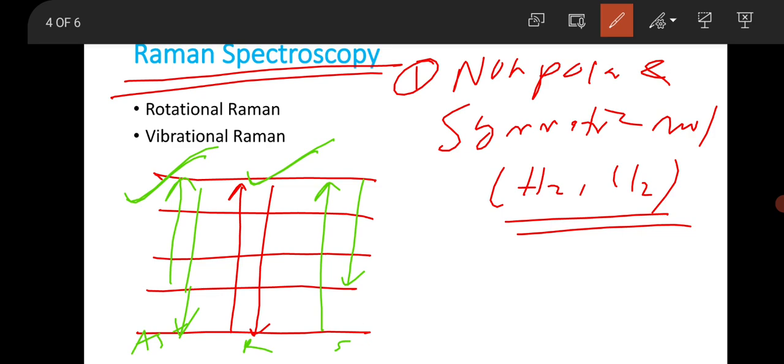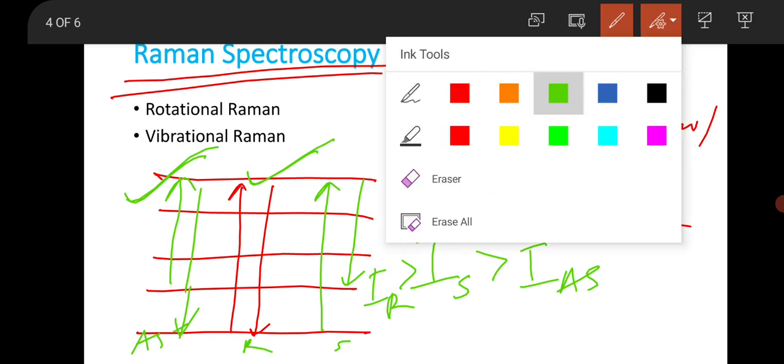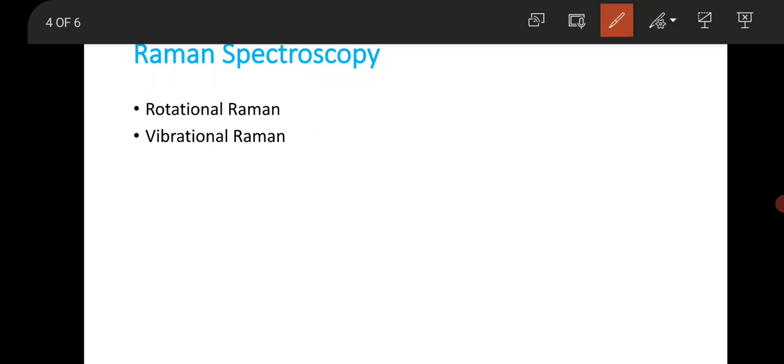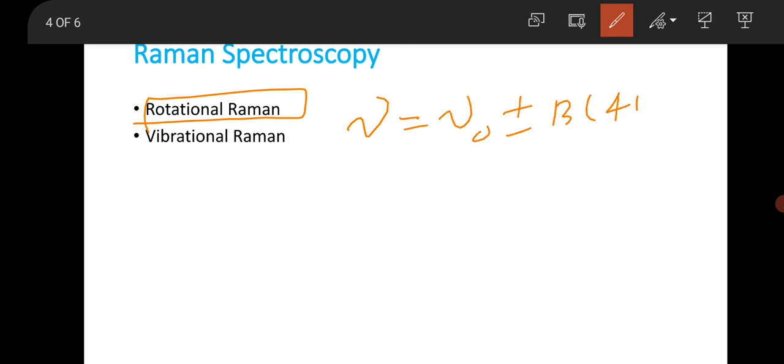This is an important relationship: the intensity of the Stokes line is greater than the intensity of the anti-Stokes line, and the intensity of the Rayleigh line is greater than the Stokes line. This Raman spectroscopy can have two forms: rotational Raman and vibrational Raman. In rotational Raman you have the expression del mu equal to mu naught plus or minus b into 4j plus 6, and here the selection rule is del j equal to 0, plus or minus 2.